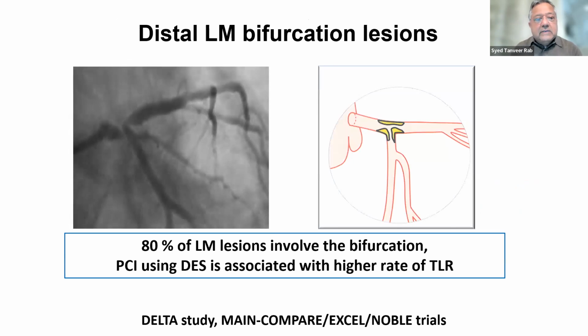Distal left main bifurcation is more complex. It involves 80% of left main lesions, though the more recent study said it's probably closer to 60%. So PCI using DES is associated with a higher rate of TLR, and that has been shown in many registries, including more recent ones, such as EXCEL and NOBLE.